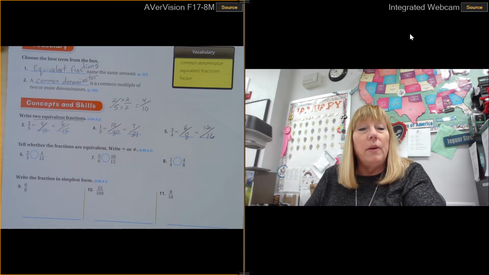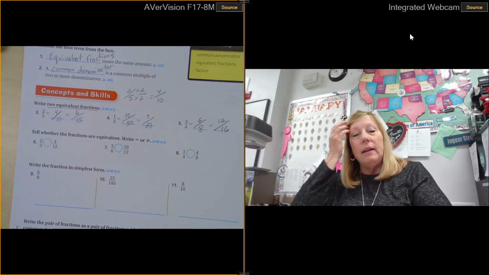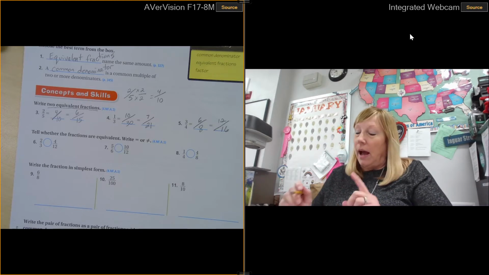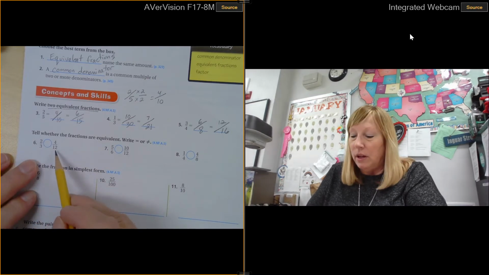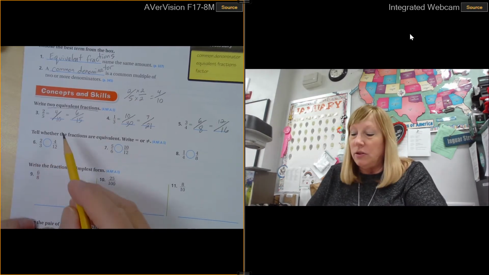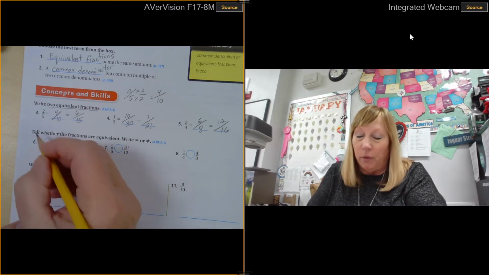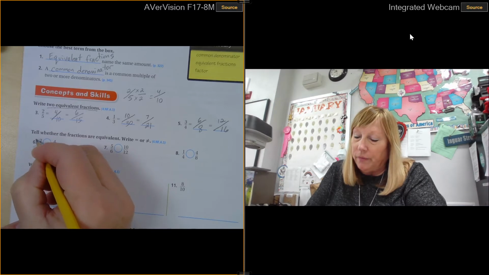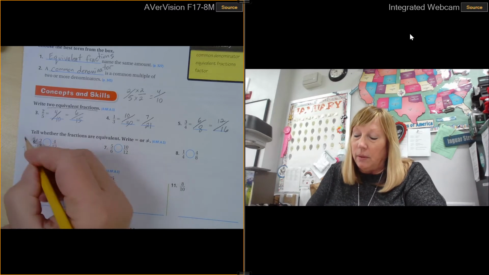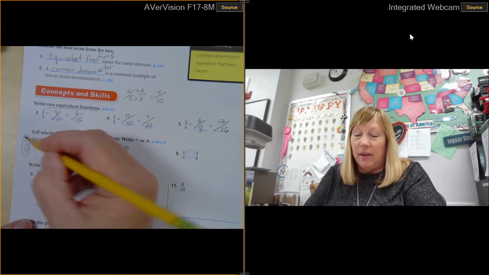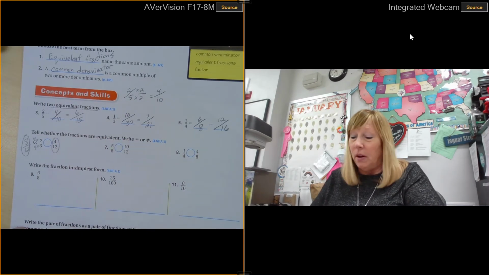All right, tell whether the fractions are equivalent. Write equal or not equal. All right, I've taught you 2 strategies for this. We can either change 2/3 into 12ths to see if they're equal or not. To do that, I would think 3 times 4 is 12. So I get a 12 over here. 2 times 4 is 8. So now I have 8 twelfths and 4 twelfths. Are they equal to each other? No.